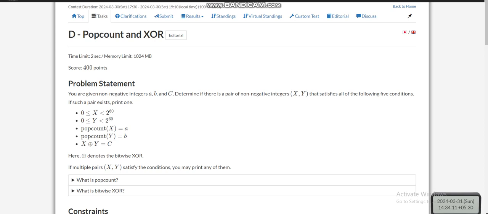Now we have to determine if there is a pair of non-negative integers x and y that satisfies all of the following five conditions. The first two conditions are on the limit of x and y, that x and y should belong to 0 to 2 to the power 60. The third condition is that pop count of x is a, the fourth condition is pop count of y is b, and the fifth condition is that x XOR y is c.